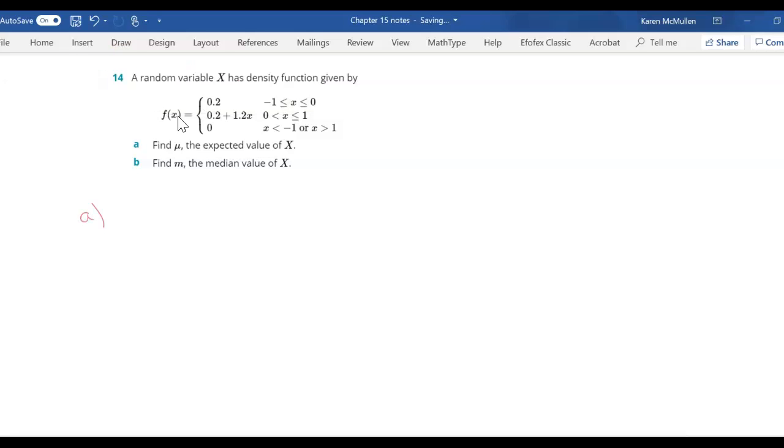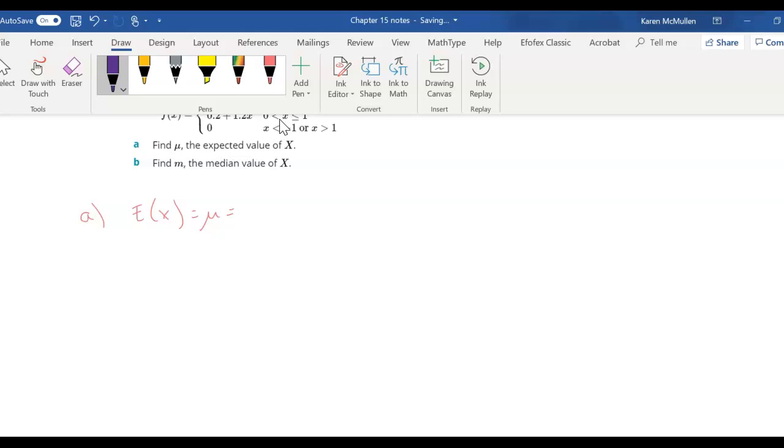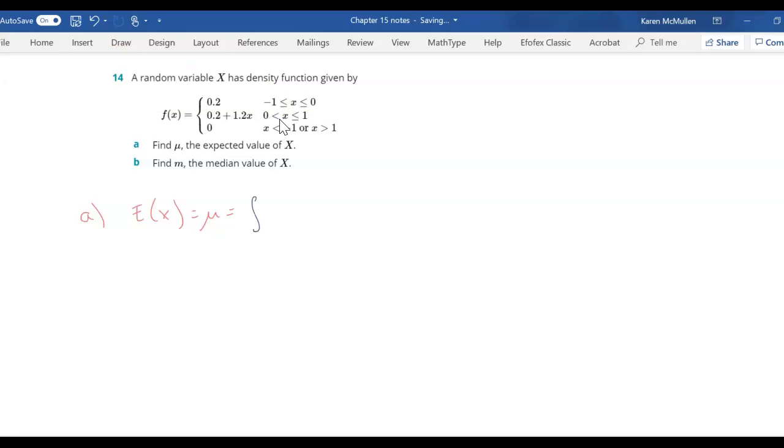Okay, so we're finding mu. All right, expected value of x, the mean. Remember those words are interchangeable. So we're finding E(x), which is mu. All right, and don't know why I didn't use my colors. Okay, so our first function, we're going from -1 to 0. And we're finding the expected value, so it's going to be x times 0.2 dx.